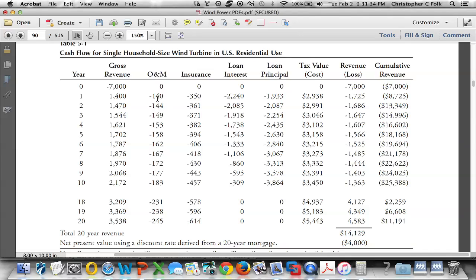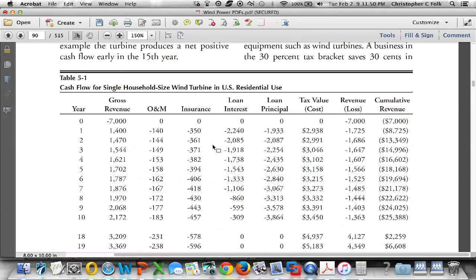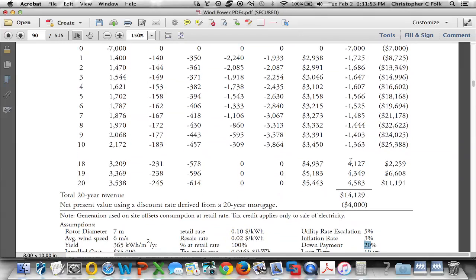I think the numbers shown here are actually quite low. This would be if the homeowner was doing the work themselves. If they were paying somebody to go and do this work, it would be significantly more than that. So what I'm trying to show you here is that these small turbines at this amount of money, yeah, it'll pay itself off, but it's going to be well into this 18th year before it starts getting a positive cash flow.